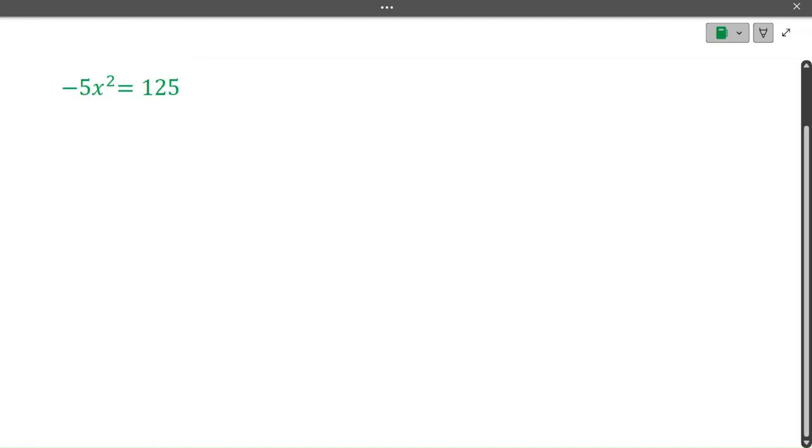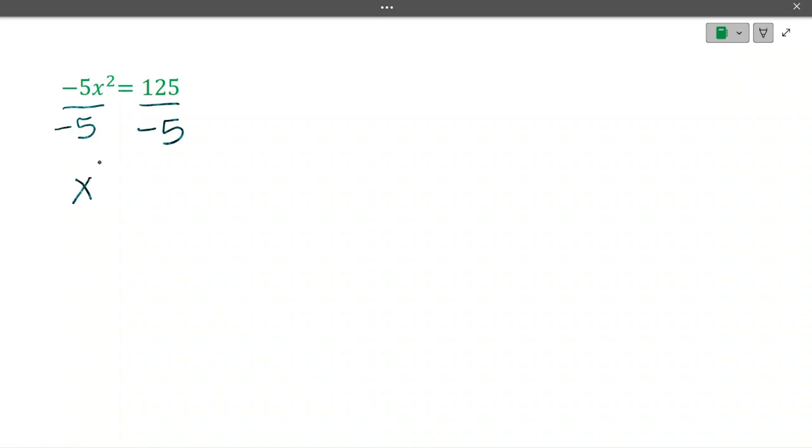All right, our next problem is negative 5x squared equals 125. Straight away, I'm noticing that I have one negative. So that might be a problem for us moving forward, but let's go ahead and attempt to solve this. We're going to get x squared by itself as a first step. So to do that, we divide by negative 5 on both sides. When I do that, I end up with x squared equals negative 25.